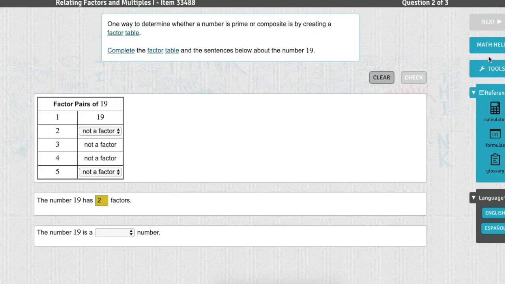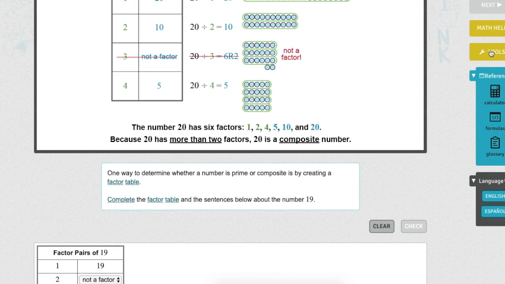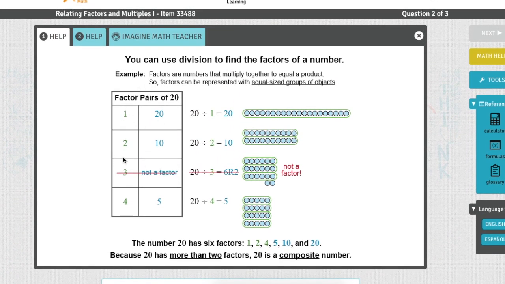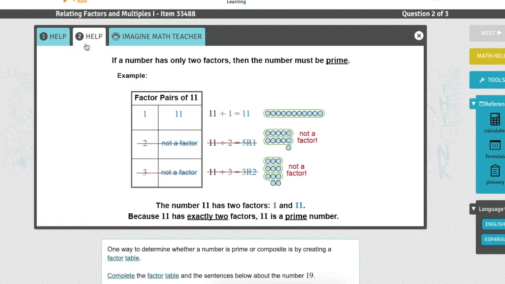Okay. Again, if you're struggling through this and I'm going too fast, you can go to the math help and you can look. Factor pairs of 20. Remember, they're showing you different factor pairs. Equal size groups of an object show you that they're factors. Okay. If that's helpful, use that. If it's not, move on to the next one.